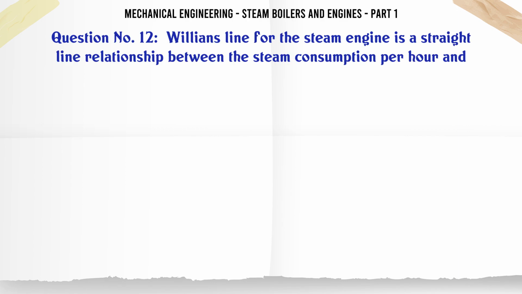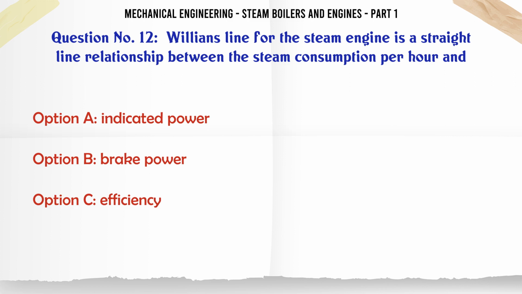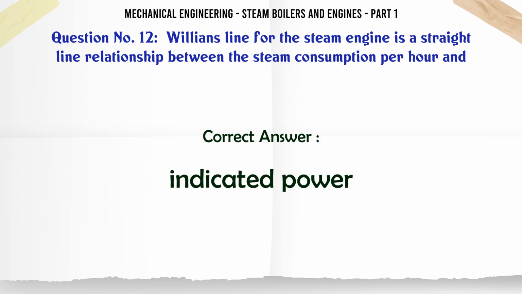Willans line for the steam engine is a straight line relationship between the steam consumption per hour and: A. Indicated power. B. Brake power. C. Efficiency. D. Pressure of steam. The correct answer is indicated power.